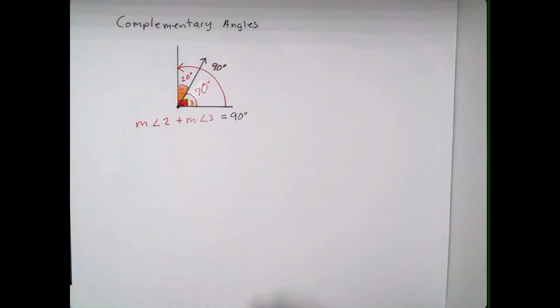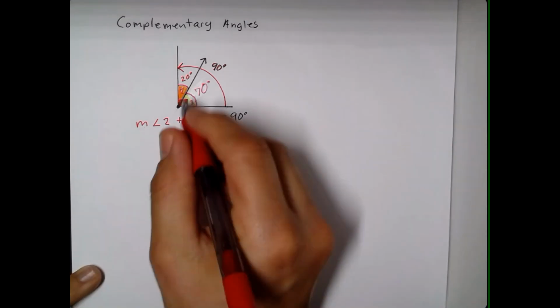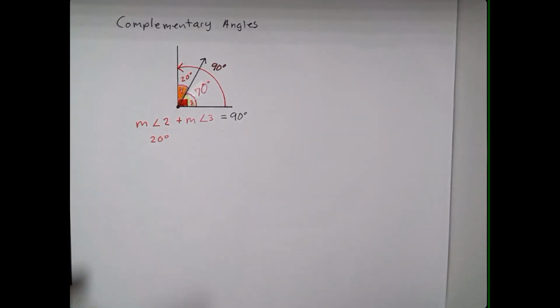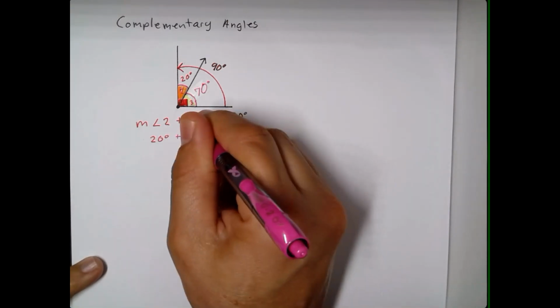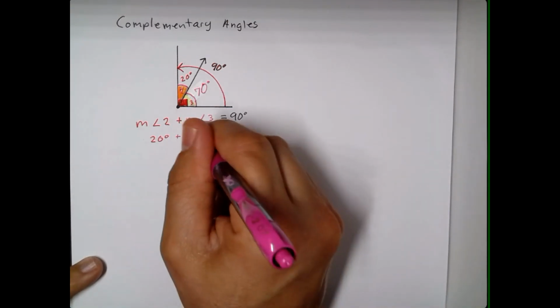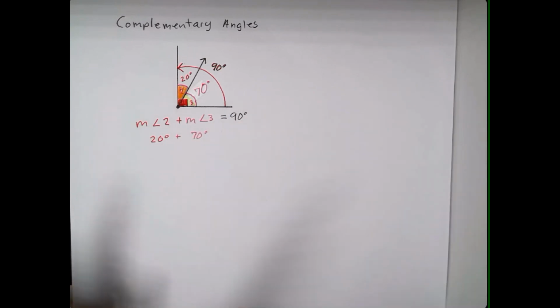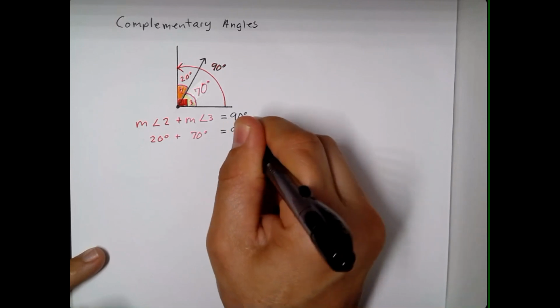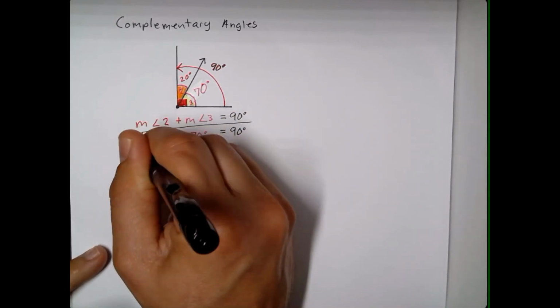So the whole thing's 90. Now I could also write this as, instead of saying the measure of angle 2, I could just say 20 degrees plus what the actual measure of angle 3 is, which is 70 degrees. And if you add it together, 20 plus 70 is 90 degrees. And that's what makes it complementary.